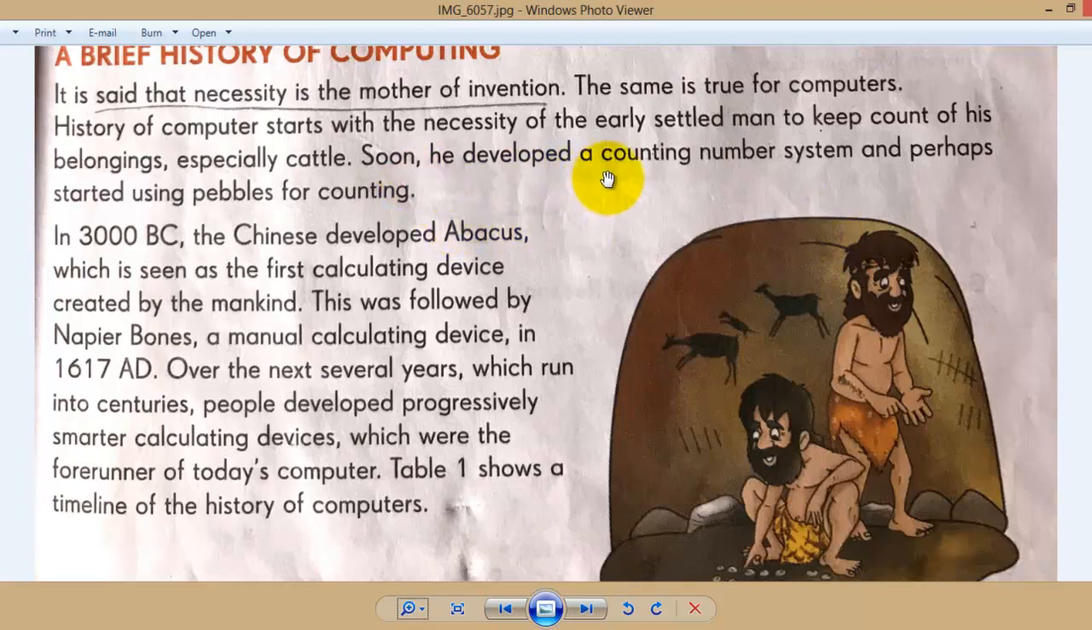Soon he developed a counting number system and perhaps started using pebbles for counting. Soon after the creation of this counting number system, they started using pebbles for counting, or sticks maybe. So in 3000 BC, the abacus was developed. Chinese people developed this abacus, with records of people perhaps developing it even before.